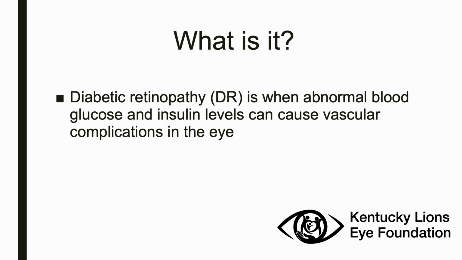Diabetic retinopathy, often known as DR, is when vascular complications occur from abnormal insulin and blood glucose levels from the diagnosis of diabetes and can cause hemorrhaging and abnormal growth of blood vessels in the retina and sometimes in the vitreous when advanced.